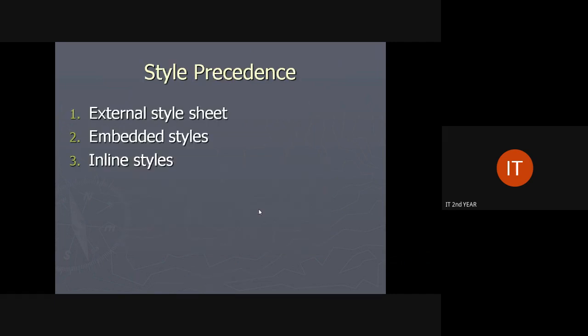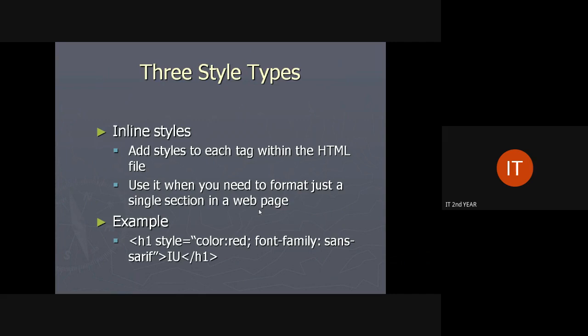There are three types of CSS: external style sheet, embedded style sheets, and inline style sheets. The first one we are going to see is inline styles. Inline style means for a particular tag we are providing the styles. For example, consider the tag h1. For that we are providing the styles. That is, style is equal to, and within double quotes we give various styles. That is, color is red, font family is sans-serif. Not only for h1, for any type of tag we can provide the styles.